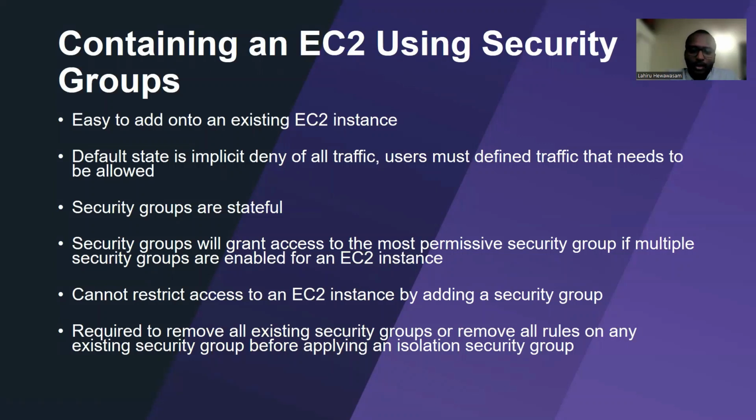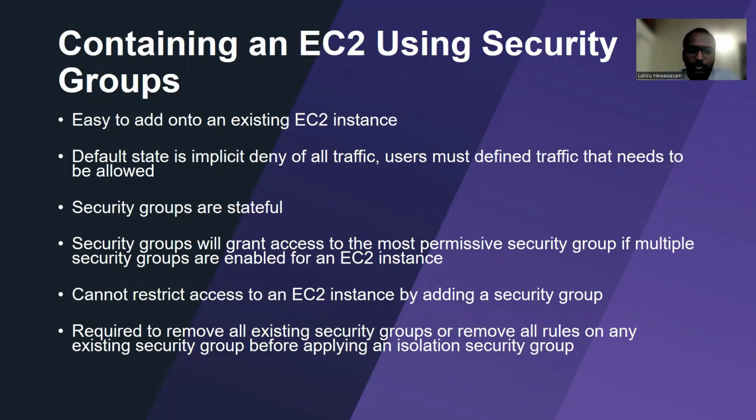If you have more than one security group added to an EC2 instance, AWS will grant access to the most permissive security group. So even though you have a security group that denies traffic, it will not deny traffic if you have another security group that allows traffic. That's very important to keep in mind when you're dealing with incident response.